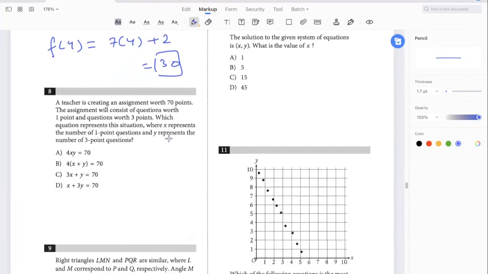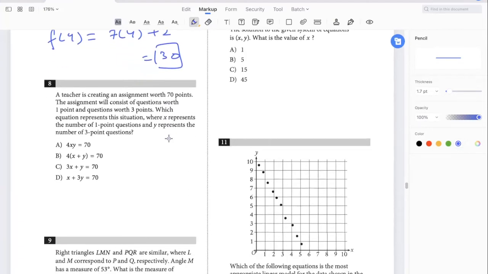A teacher is creating an assignment worth 70 points. The assignment will consist of questions worth 1 point and questions worth 3 points. Which equation represents this situation where x represents the number of 1-point questions and y represents the number of 3-point questions? So the total points of the 1-point questions would be x, and the total points of the 3-point questions would be 3y, and that should be 70. So x plus 3y should be 70.